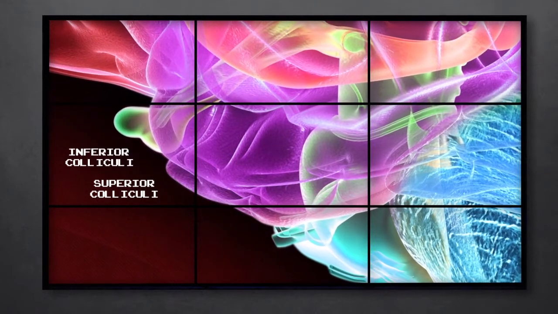Prominent centers of the midbrain are the inferior and superior colliculi, which are a part of the auditory and visual systems. Don't mess with it. Fine. But we're messing with the next part.